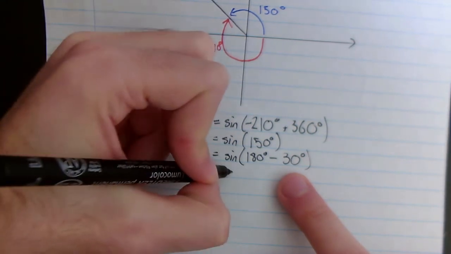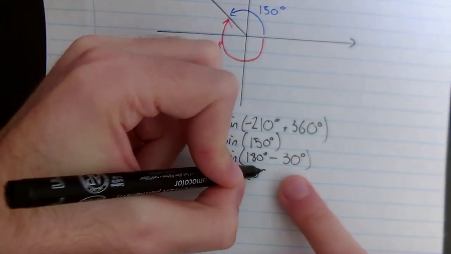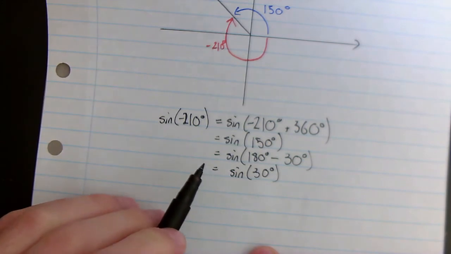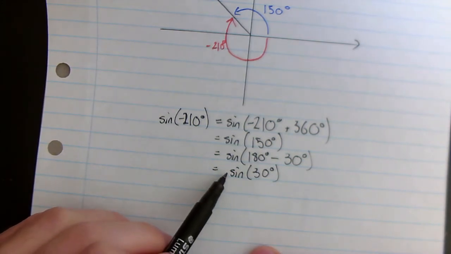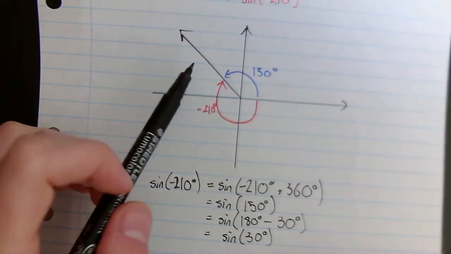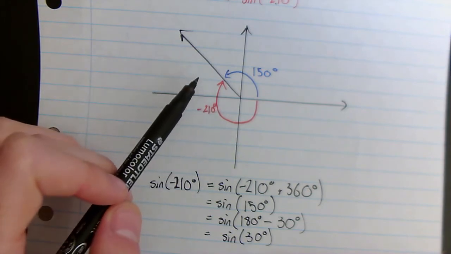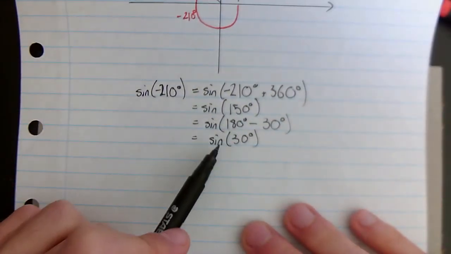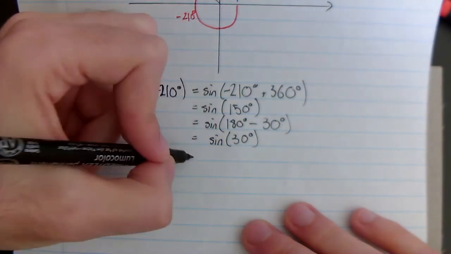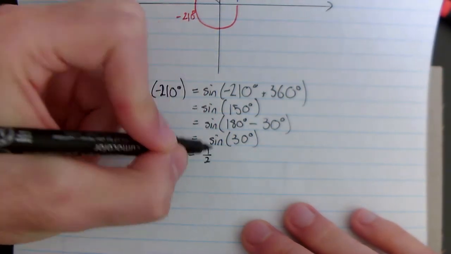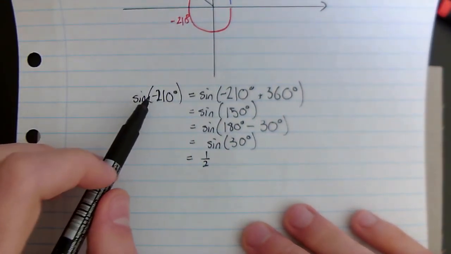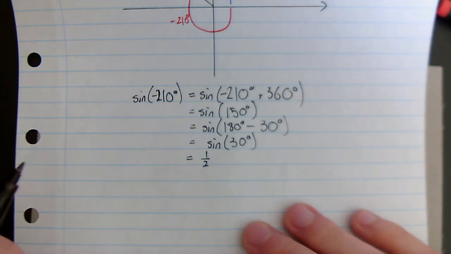And now I re-express it in terms of my acute angle. Alright, and remember we need to consider if this is going to be positive or negative. Because we lie in the second quadrant, where sine is positive, this is just going to remain positive. And what's sine 30 equal to? Well, it's equal to a half. That implies that sine negative 210 is equal to 1/2.